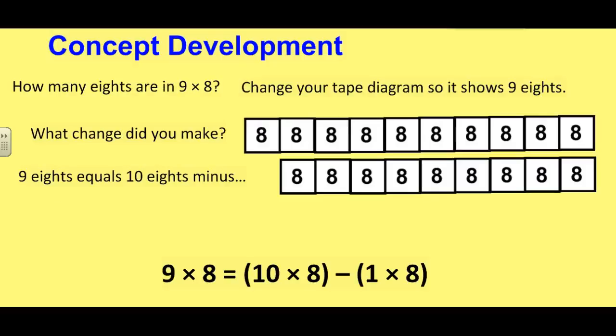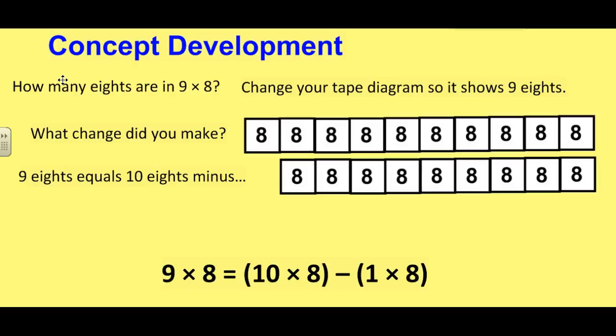Okay, so my next question is how many 8s are in 9 times 8? So in 9 times 8, we have 9 8s. So whenever you're thinking of a multiplication equation with 9s, I want you to just think of 10s. And when we have 10 8s, and we're thinking back to 9 times 8, that's just one fewer group of 8 than 10 times 8.